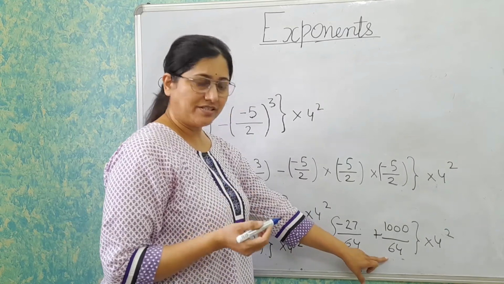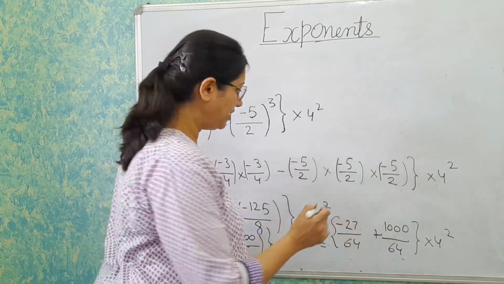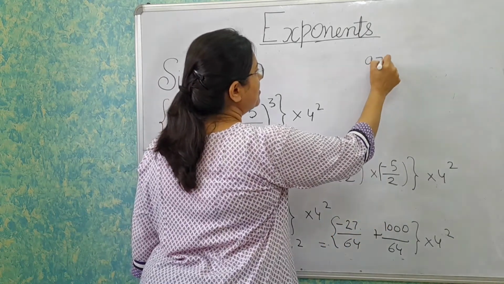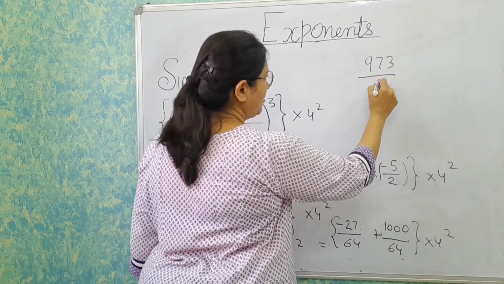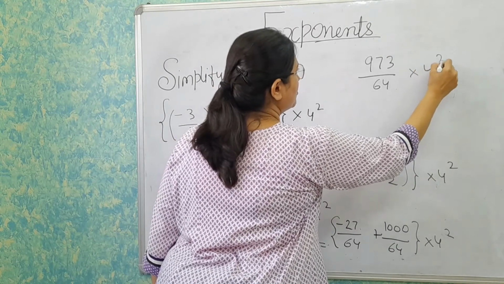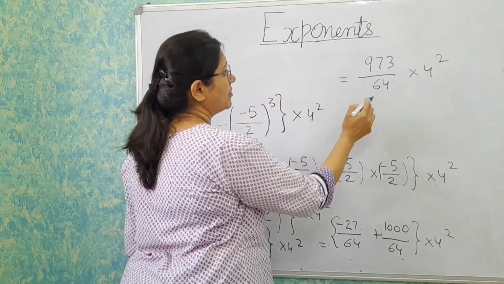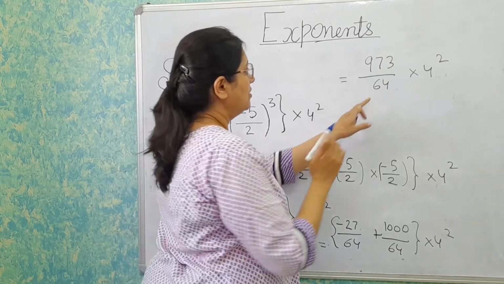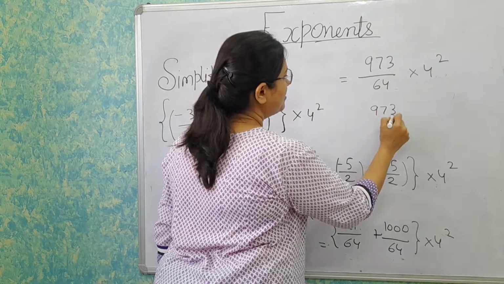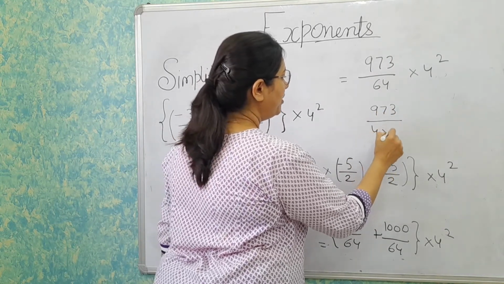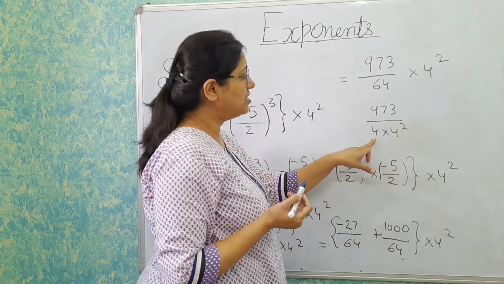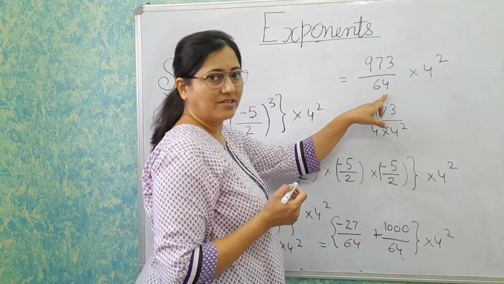Now denominators are same, so I just have to subtract the numerator. And 1000 minus 27 is 973 divided by 64 multiplied by 4 square. Now I can do it in two ways. 64 can be divided into two parts. I can write it as 973 divided by 4 into 4 square. 4 4s are 16 and 16 4s are 64. So this number is same as 64.